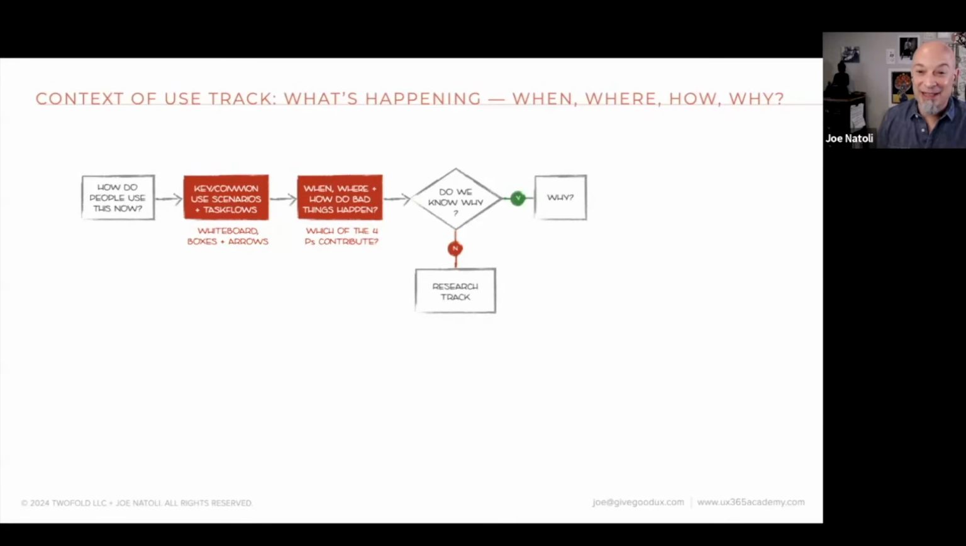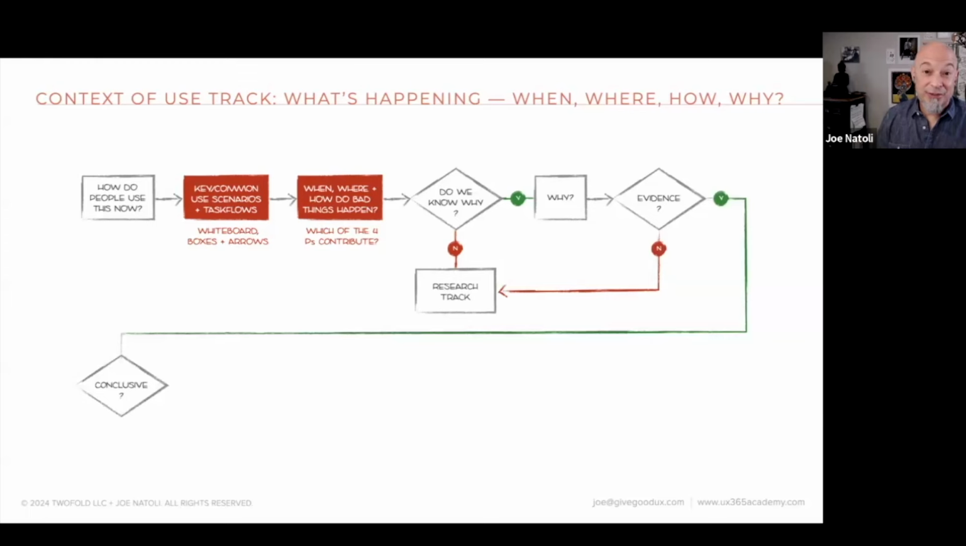If we do know why that stuff is happening, the next question is, okay, great. Do we have evidence of that? Just like before, if we don't have evidence, we go get some, or at least confirm that there isn't any to be had. Is that evidence conclusive? If no, once again, we research. If it is, we're going to iterate on improvement. We're going to design and build.